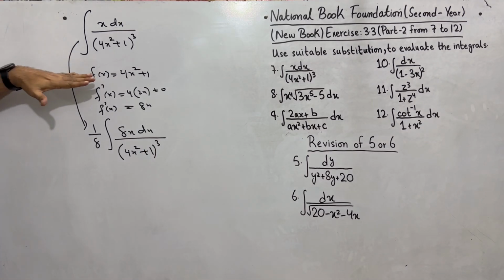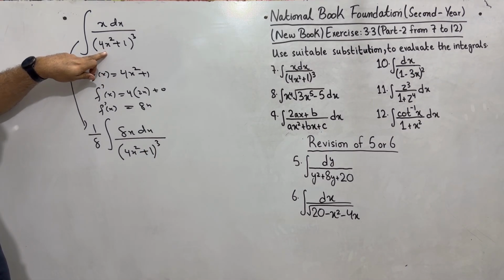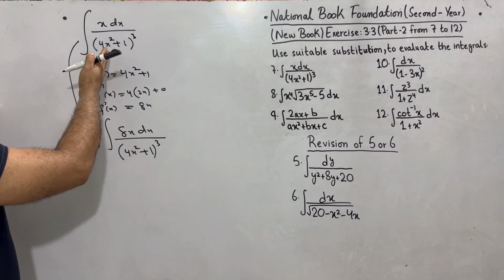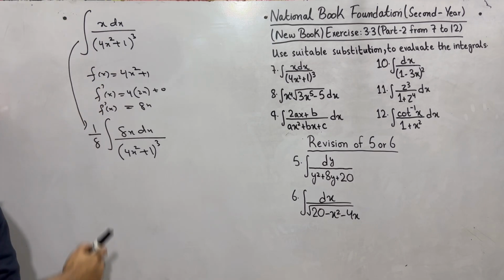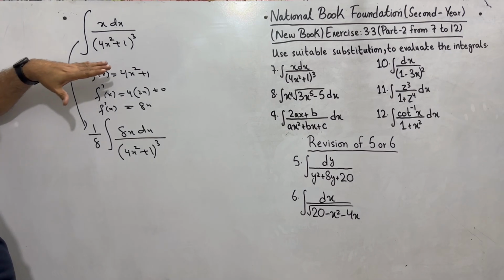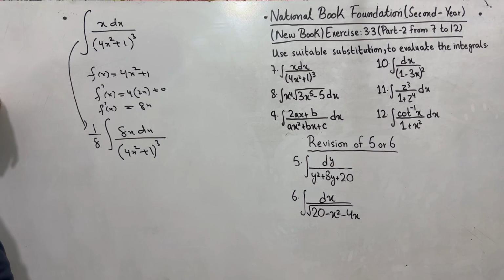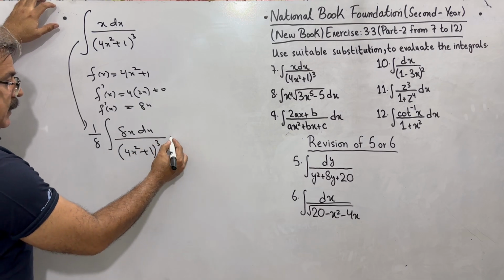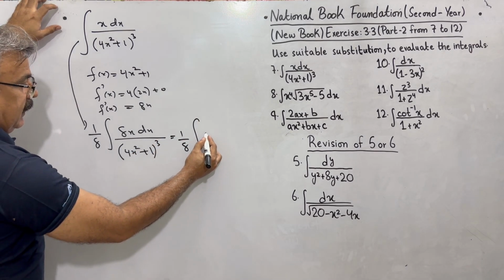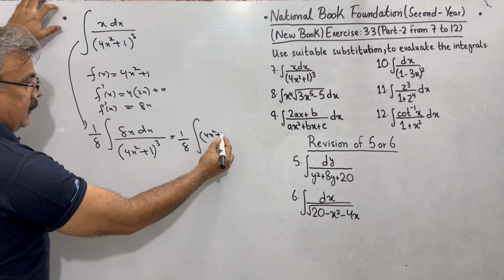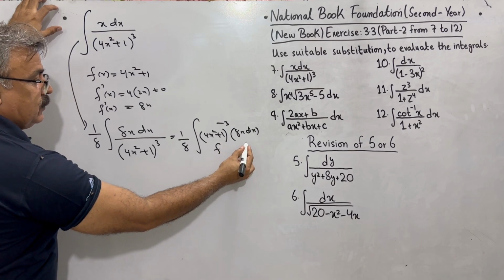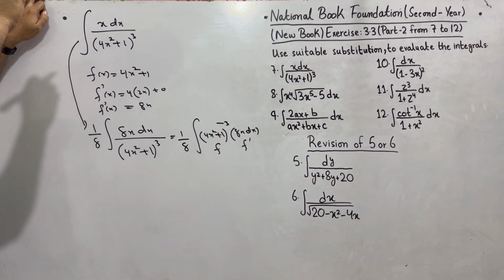Or directly, one can inspect and evaluate. The differentiation of 4x square is 8x, so divide and multiply by 8 to compensate for the deficiency. It is the same situation of function and derivative. The function is in the denominator with power not 1, so we are entitled to move it to the numerator with minus 3. So we have (4x square plus 1) raised to negative 3, times 8x dx.